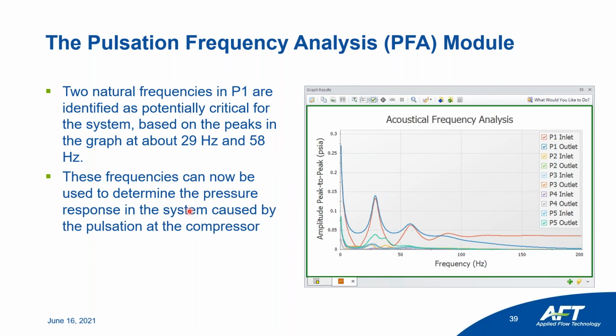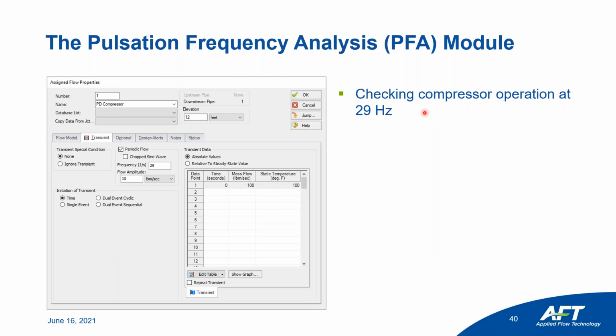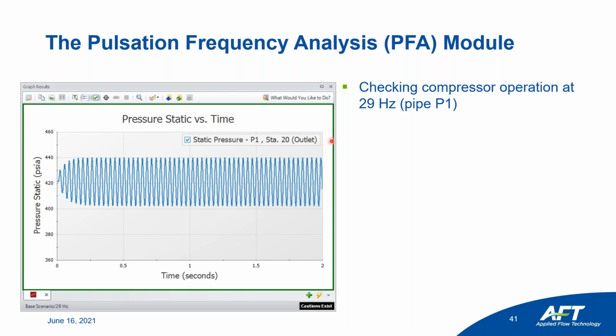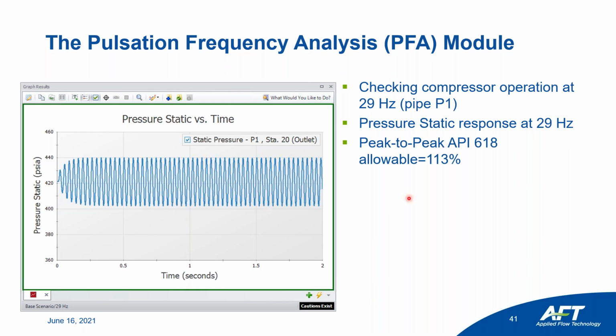So now, these frequencies can be used to determine the pressure response of the system caused by pulsation in the compressor, and see whether or not the compressor operating near those frequencies would be compliant with API 618. So now we do the checking of the compressor operation at 29 hertz, as you can see. Here we run the compressor at 29 hertz using the PFA module. And here we have the pressure static response at 29 hertz. So here's the response. The maximum is 440 PSI. The peak-to-peak allowable, according to API 618, is 113%, and the resultant actual peak-to-peak percent is 104 and 105%.